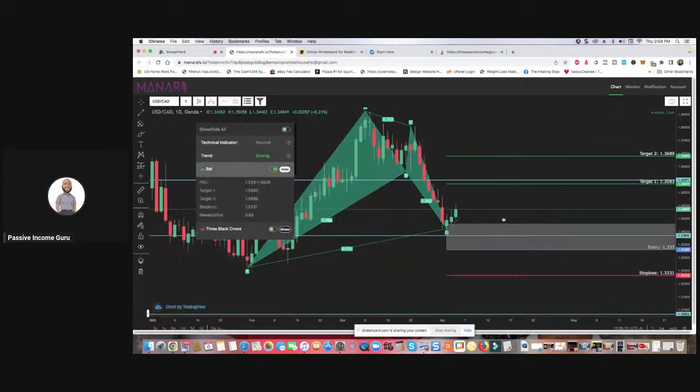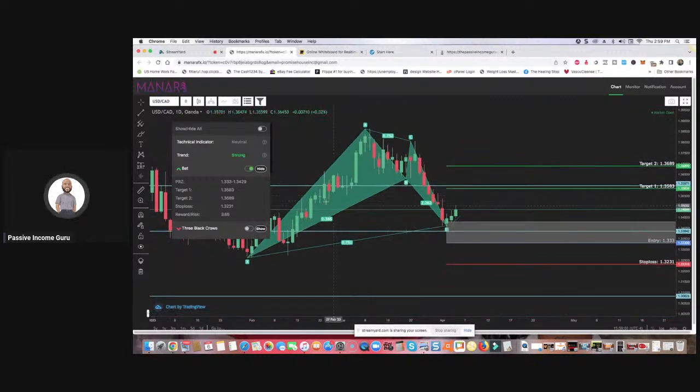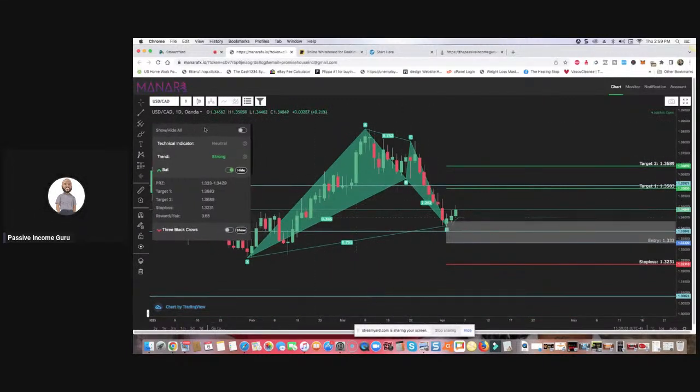Let's do bat. Okay, so you see this pattern right here? This is called a bat pattern, okay? And you see these coordinates, you got X, you got A, you got D, B, and C, right? These coordinates act as support and resistance zones.